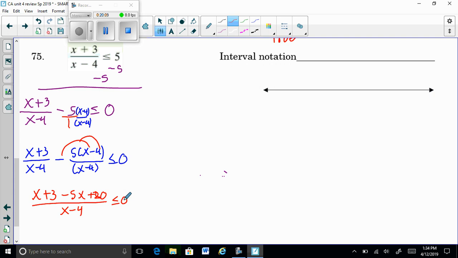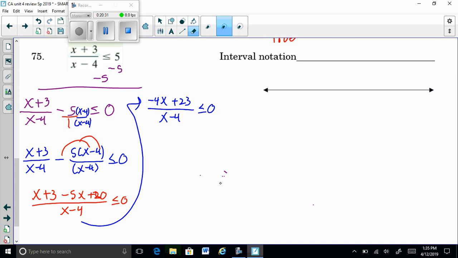Now we'll combine like terms. I'll move it up here, try to keep it all on the same page. So x take away 5x should be a negative 4x. 3 plus 20, that will be plus 23, all over x minus 4. We want to know when that's less than or equal to 0.